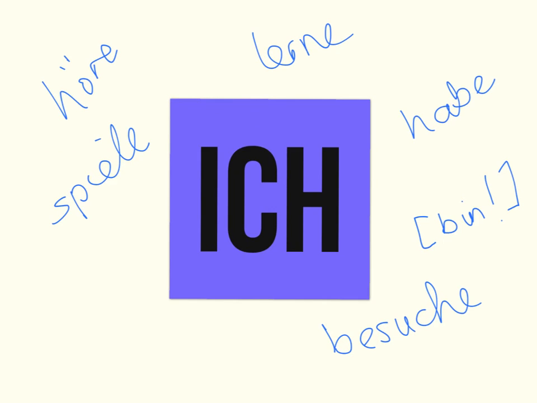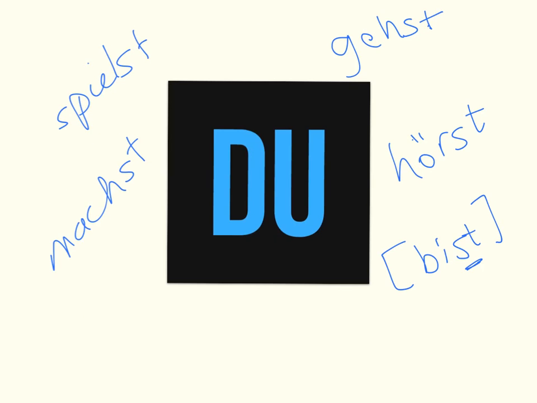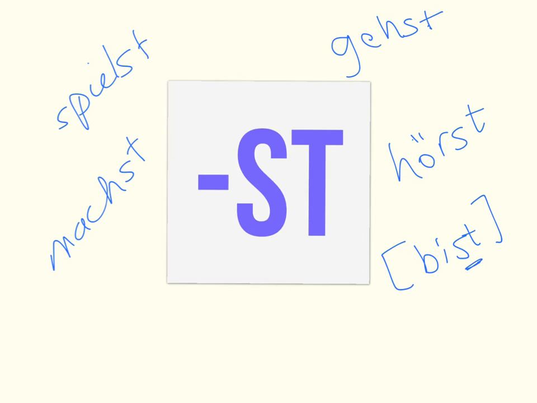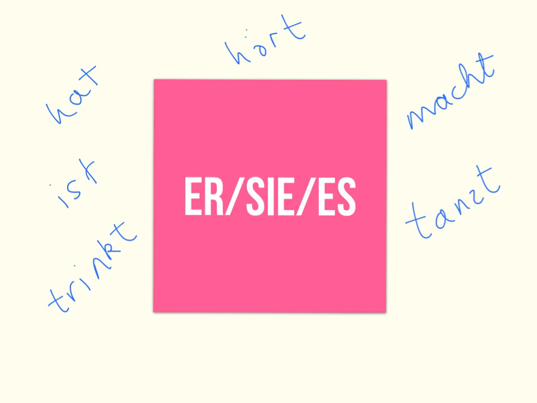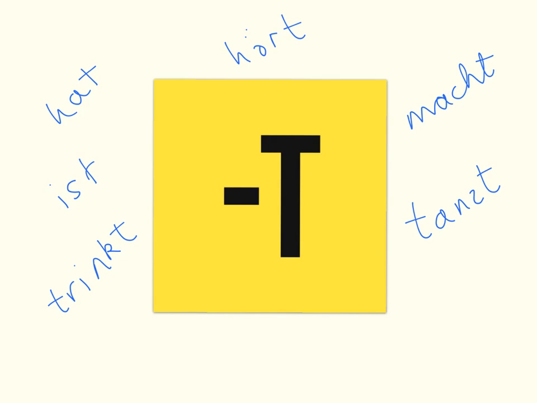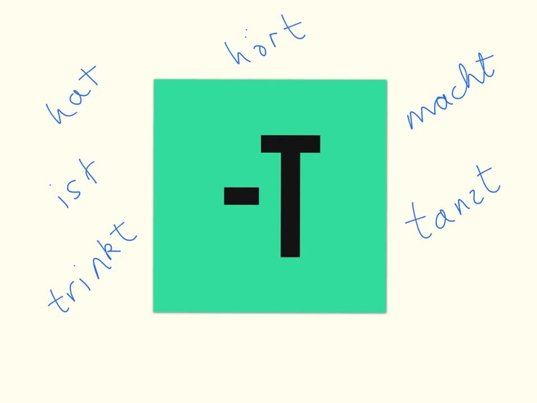Ich höre, ich spiele, ich lerne, ich habe, ich besuche. And of course, ich bin, which is an exception to the rule. We're going to meet another exception shortly, which is ich mag, which means I like. Du spielst, du machst. Was machst du in deiner Freizeit? Du gehst, du hörst. Of course, du bist. Er, sie, es, ist, or indeed another pronoun like a name, like Dieter or Gabi. Hat, sie ist. Es hört. Gabi macht. Stefan tanzt. Frau Noble trinkt.